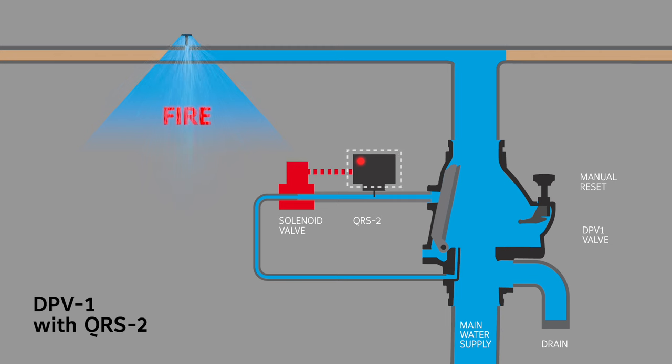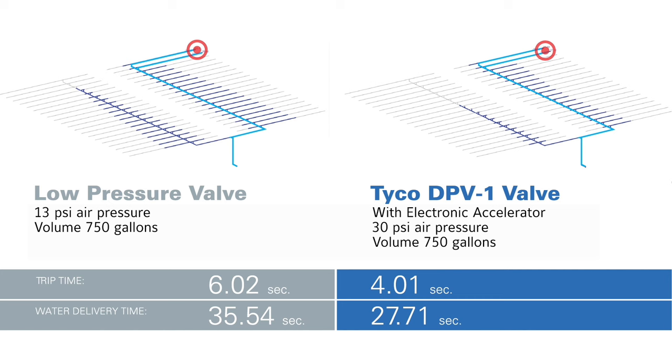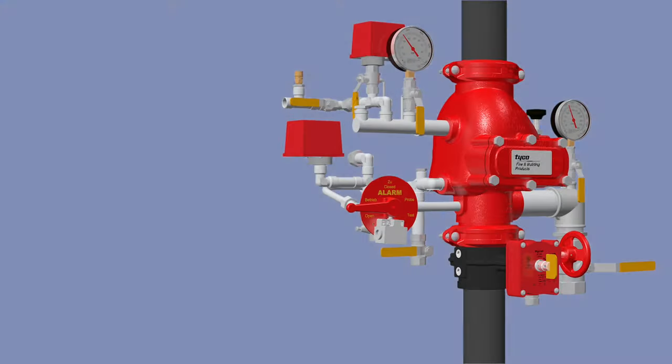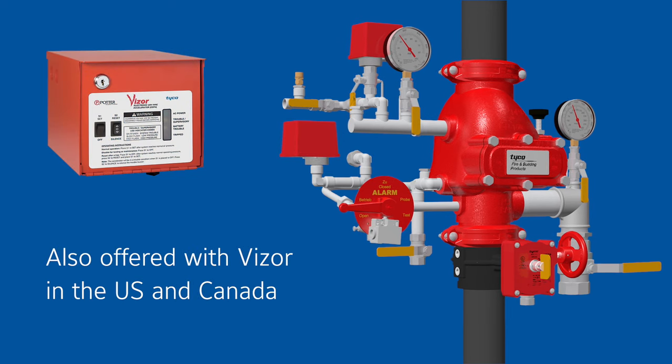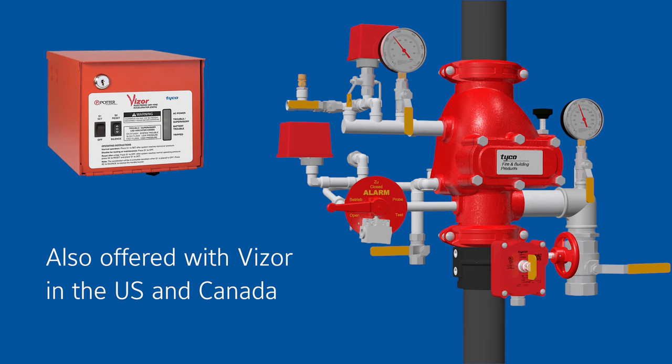The open clapper allows water to flow into the sprinkler system, suppressing the fire. The result is a significant reduction in critical water delivery time. This is an important consideration where building codes require water delivery to the farthest point within 60 seconds. Tyco also offers the Vizor electronic dry pipe accelerator for the DPV-1 as an option in the US and Canada.